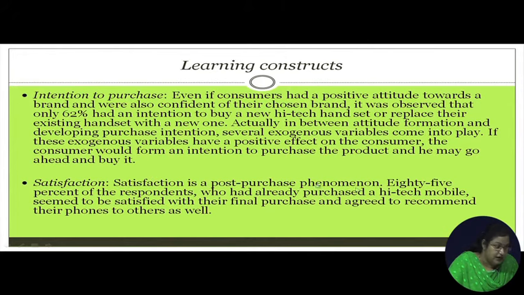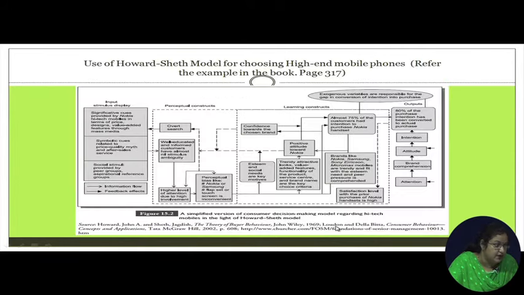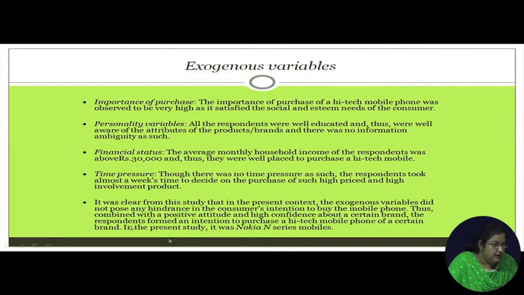Now, finally comes the satisfaction. Satisfaction is the post purchase phenomenon. 85% of the respondents who had already purchased a high tech mobile seemed to be satisfied with their final purchase and agreed to recommend their phones to others as well. Now, this is the output stage. So, this much we have understood, that the person has formed an intention to buy, but then this is the output part, that is the last field, and as I have said, the exogenous variables have an implication.